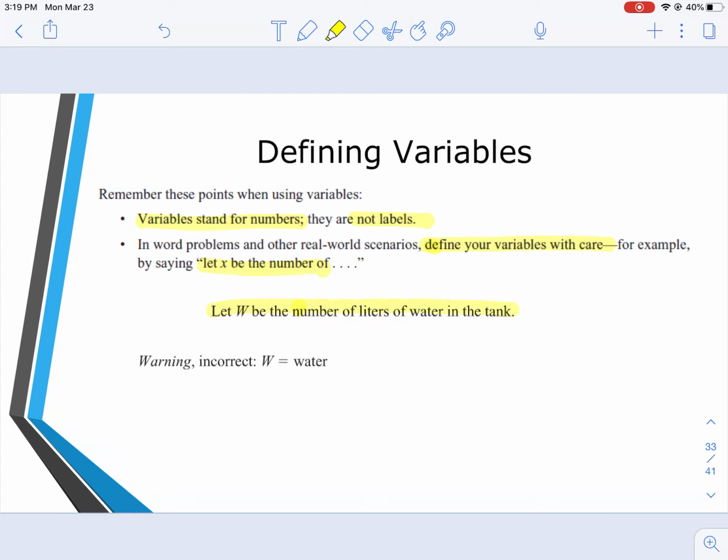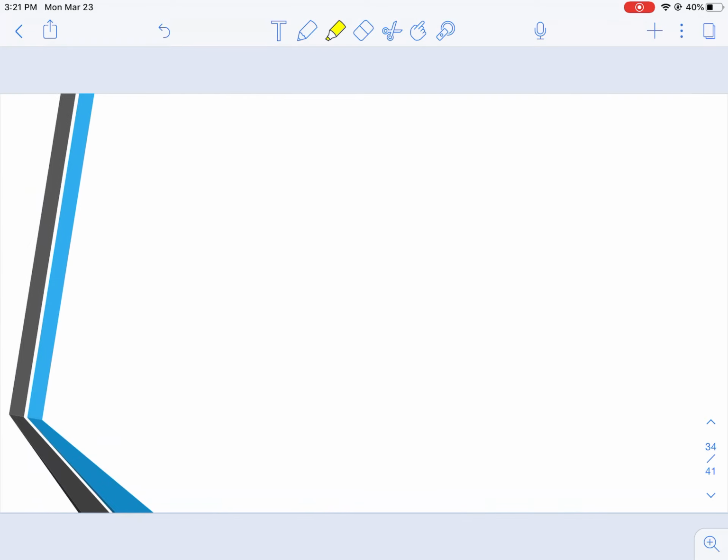Do you see W is a number here? What you don't want to do is say that W equals water. It's tempting, and often we know what you mean, but W really isn't water. W is the number of liters of water.